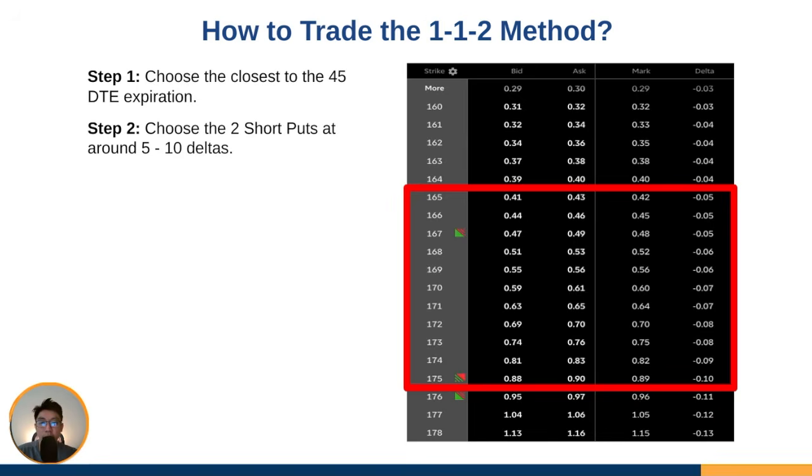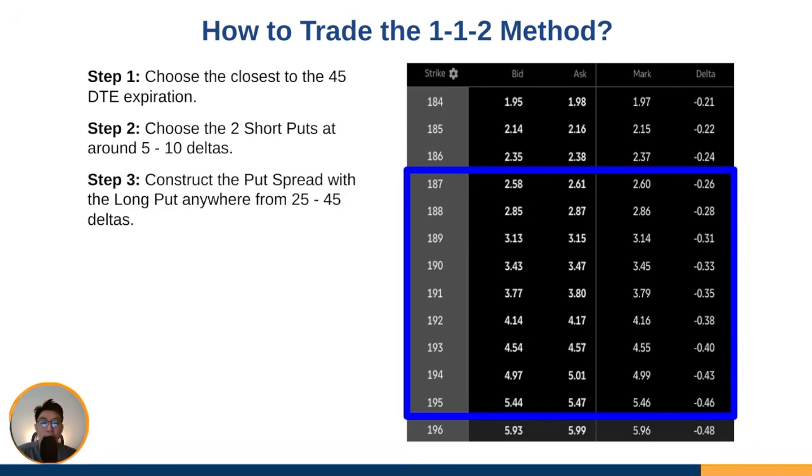Now, step number 2 is to choose 2 short puts at around 5 to 10 deltas. As you can see down here, we have a pretty wide range of strikes that we can choose from. Now, step number 3, this is where you want to construct your put spread, right? You've already got the 2 short puts. You want to take a look at the kind of credit that you're receiving. Once you've got the credit, you already know how much premium you collected.